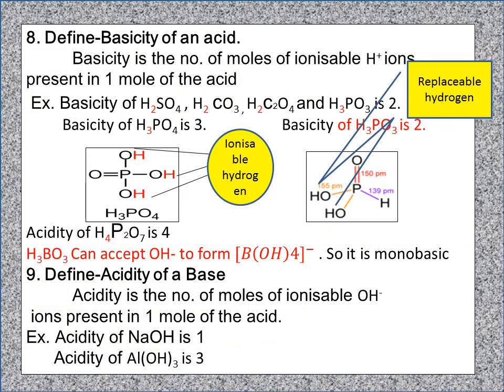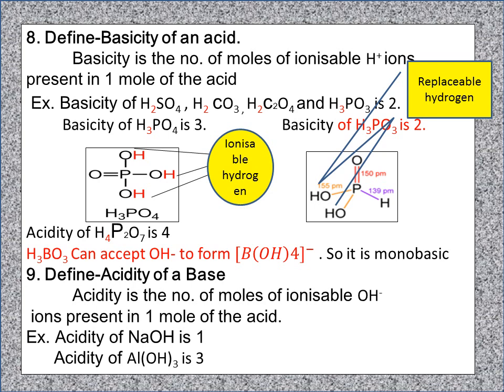We are learning about equivalent mass. Equivalent mass can be calculated using the formula molecular mass by equivalence factor. The equivalence factor for an acid is nothing but basicity. What is the basicity of an acid? Basicity of an acid is nothing but the number of ionizable H plus ions present in 1 mole of acid. For example, sulfuric acid, its formula is H2SO4. It contains 2 replaceable hydrogen ions. So the basicity of sulfuric acid is 2.